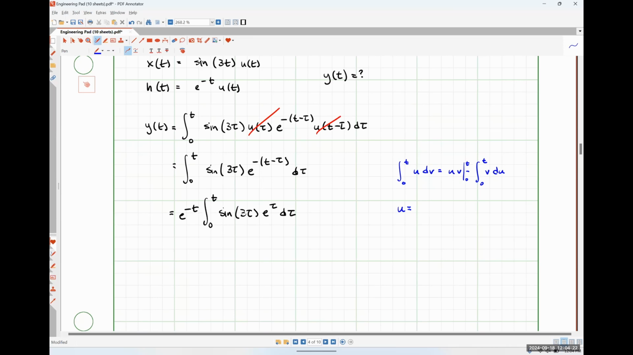So the exponential function should always be dv, right? Because that's the easiest thing. We can take the integral of it by looking at it. So dv is just going to be e to the tau, which by process of elimination means sine of 3 tau is u. So to get v, I integrate this, which, hey, it's just e to the tau, right?